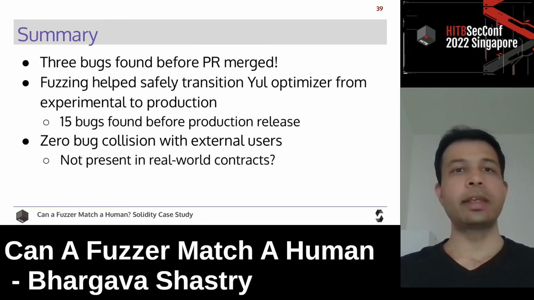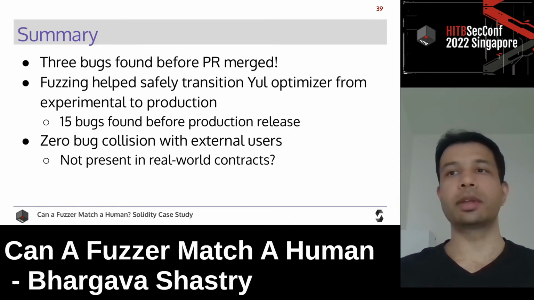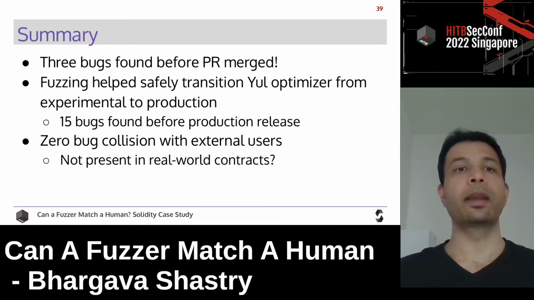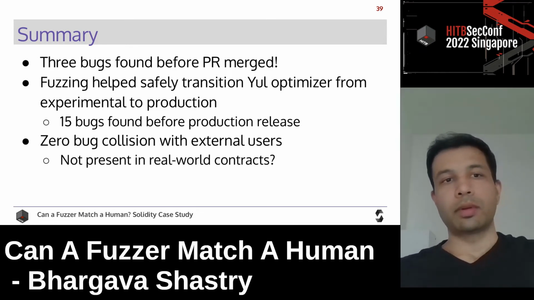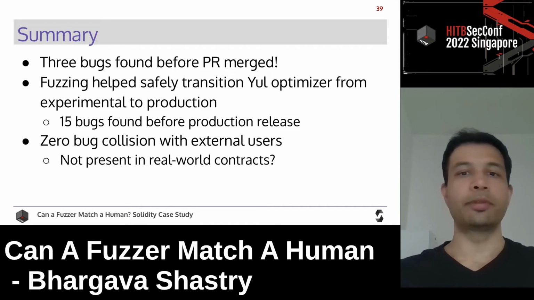A few key takeaways from our experience. 3 bugs were found by the fuzzer even before a PR was merged. This is great news and validation that continuous fuzzing bears fruit. Also, more importantly, fuzzing helped transition the Yul optimizer safely from experimental to production use. 15 bugs were found before production release. This means 15 fewer bugs that users would encounter.